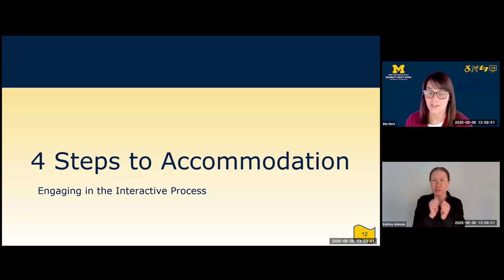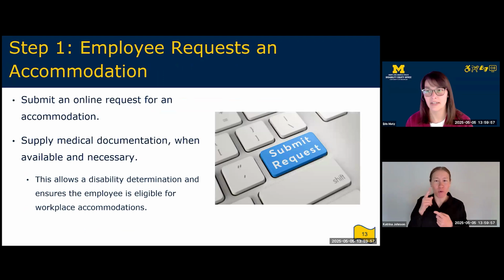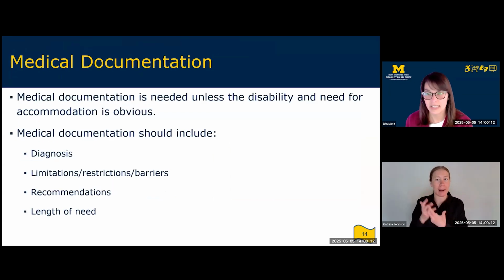Our office likes to describe the interactive process as 4 steps to accommodation. For step number 1, an accommodation process begins when an employee submits the request, ideally with medical documentation. This enables our office to make a disability determination and pursue workplace accommodations. Medical documentation is needed unless the disability and need for accommodation is obvious, but supplied documentation should identify a diagnosis, limitations, and the recommended length of the accommodation need. An employee's disability or medical condition, symptoms, or personal information is kept confidential, meaning it's not shared without an explicit need to know.